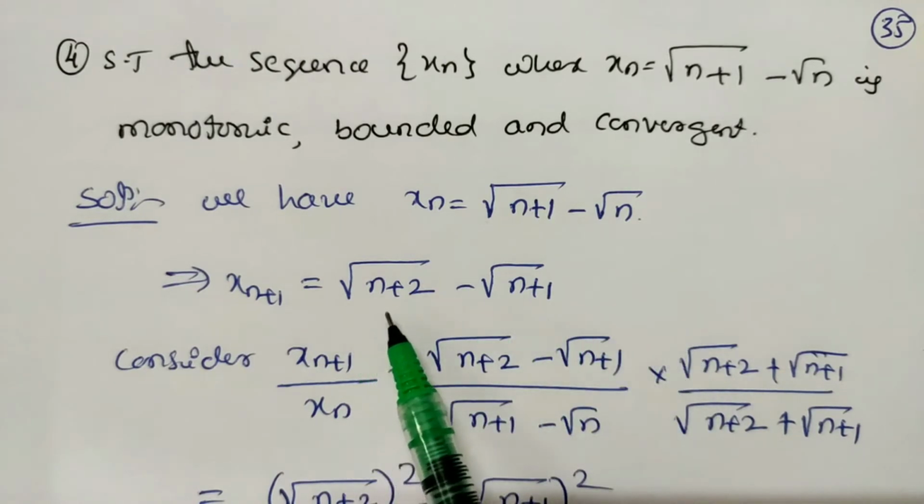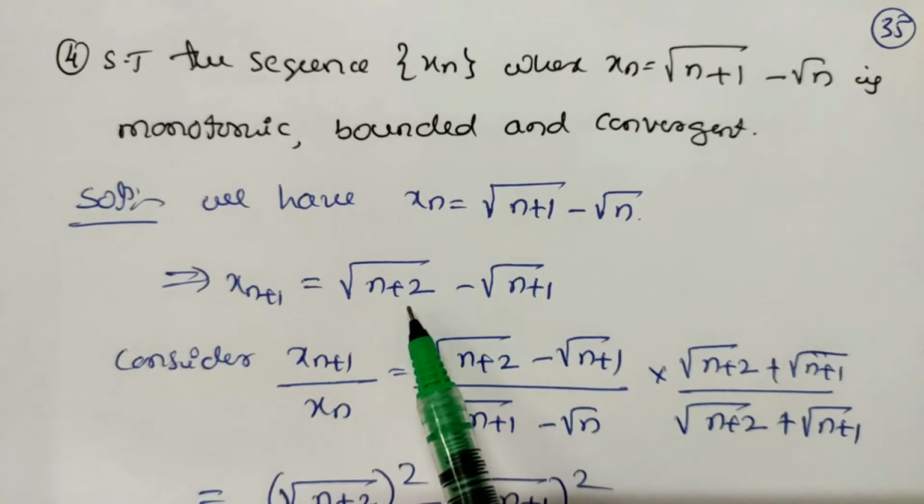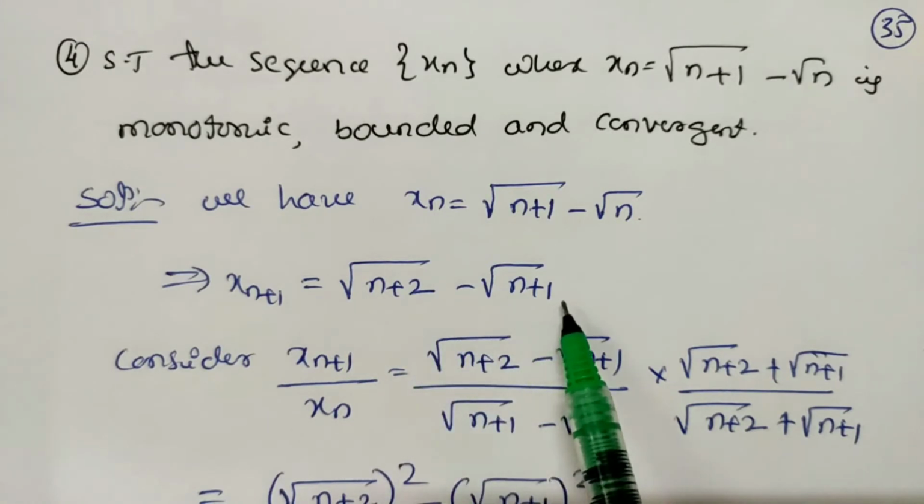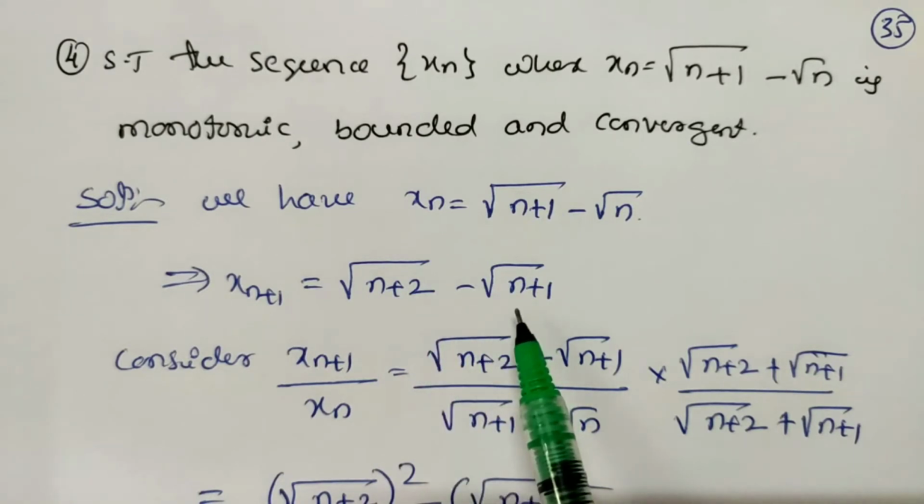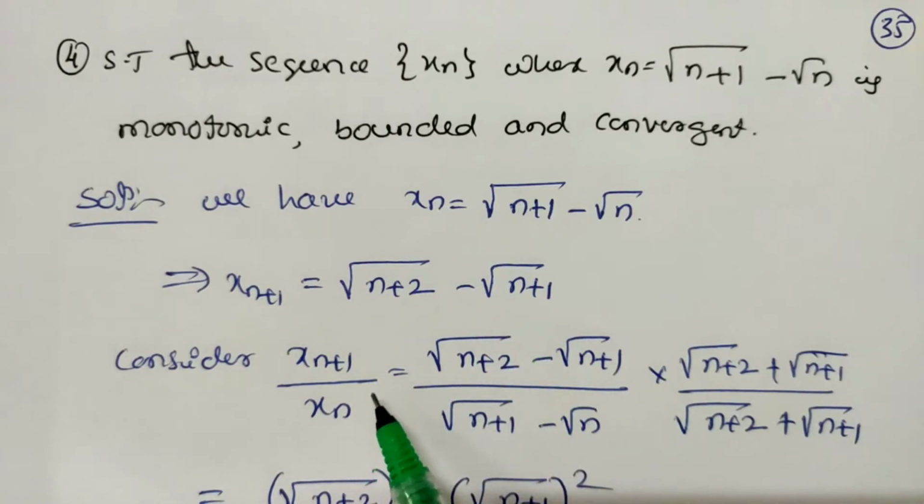And this implies xn plus 1 is just replace n by n plus 1 in this. You will get root of n plus 2 minus root n plus 1. Since in the previous examples, to find whether it is monotonically increasing or decreasing, what we have done is taken the difference of these two, xn plus 1 minus xn. So here the given numbers are irrational, so we cannot subtract these two. Isn't it? It is not possible to subtract these two. So for that we have taken the ratio of these two. So here also we can take the ratio, it becomes easy to simplify this one.